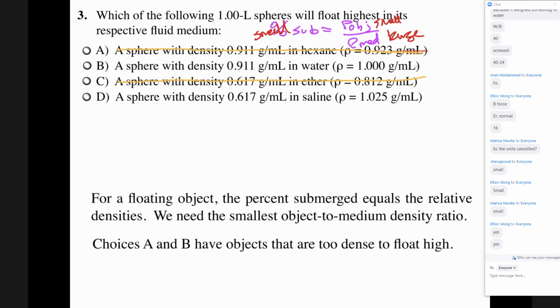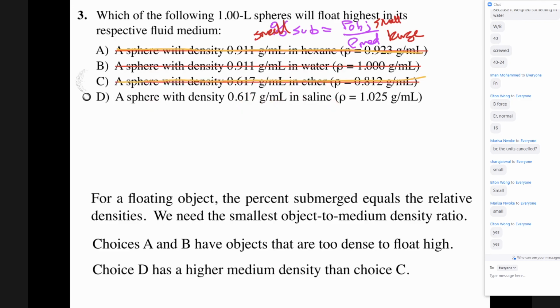Okay, so A and B have the same density, so they're out. And then in comparing B, their density is so close, it's not going to work out well. How many agree D is my best answer? Same object, but a much more dense medium, the higher it's going to float.